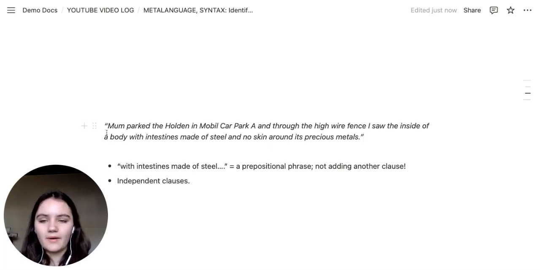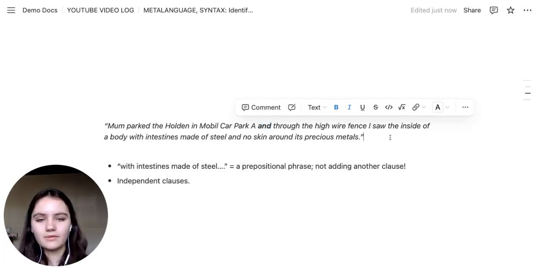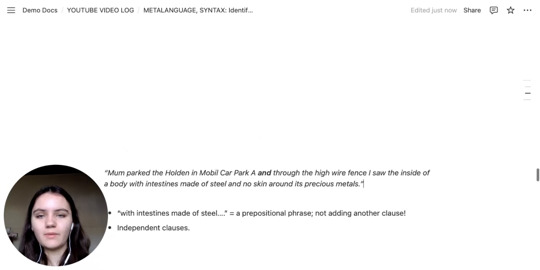Let's see. Well, "Mum parked the Holden in mobile car park A." And then boom, "and." "Through the wire fence, I saw the insides of a body with intestines made of steel and no skin around its precious metals." Okay. Once again, feel free to pause, to have a ponder, to have a write down of what you think. You can see we have a very similar conundrum with what we had before.